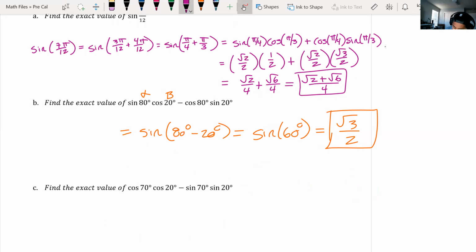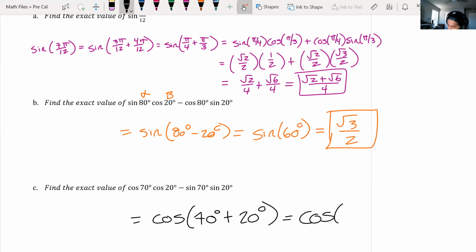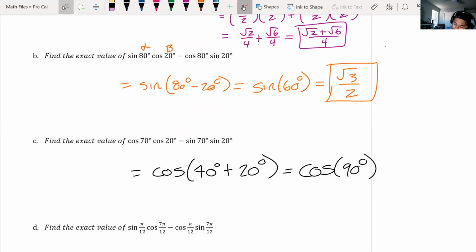The signs are opposite. Good. So this would become the cosine of 70 degrees plus 20 degrees, which would give me the cosine of 90 degrees. And what is the cosine at 90? 0. Cool.